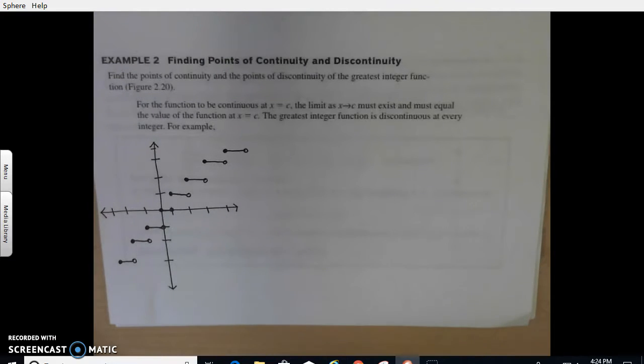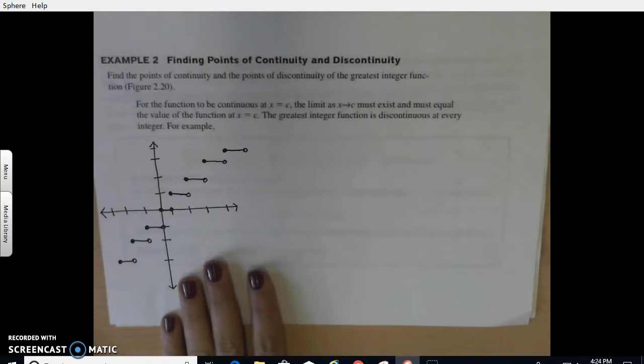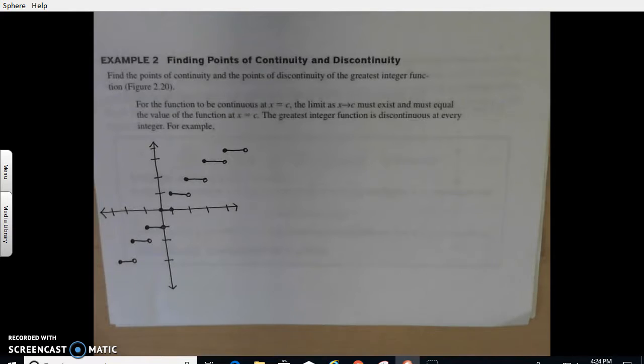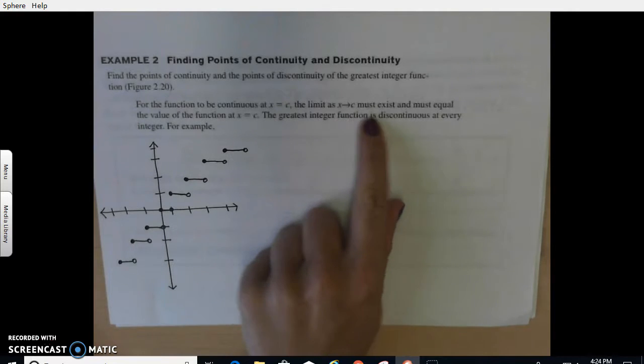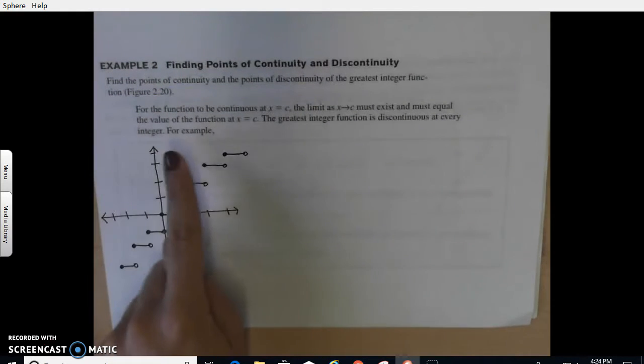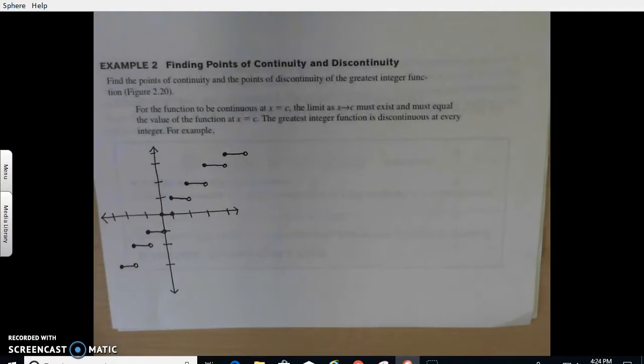Example 2 is finding points of continuity and discontinuity. We're looking for the points of continuity and the points of discontinuity of the greatest integer function. We know that for the greatest integer function, this is what our graph looks like. And for a function to be continuous at x equals c, we know that the limit as x approaches c must exist and must equal the value of the function at x equals c.